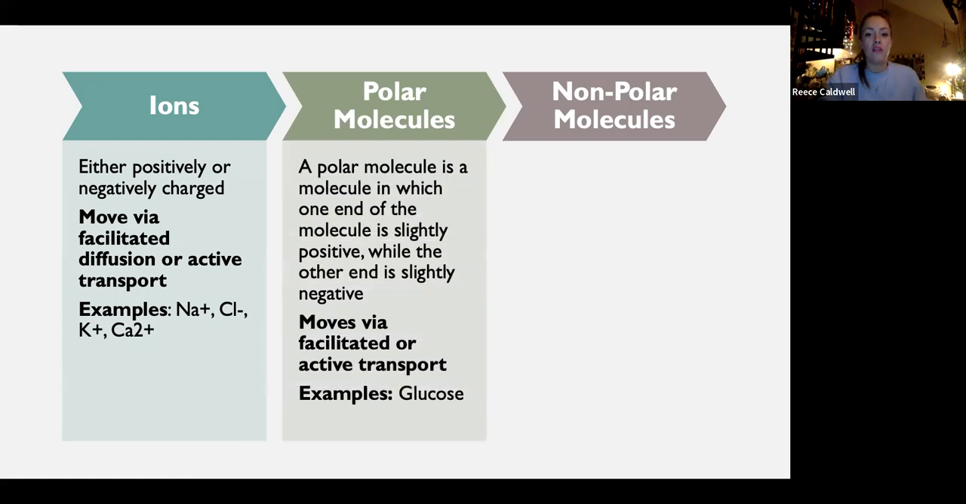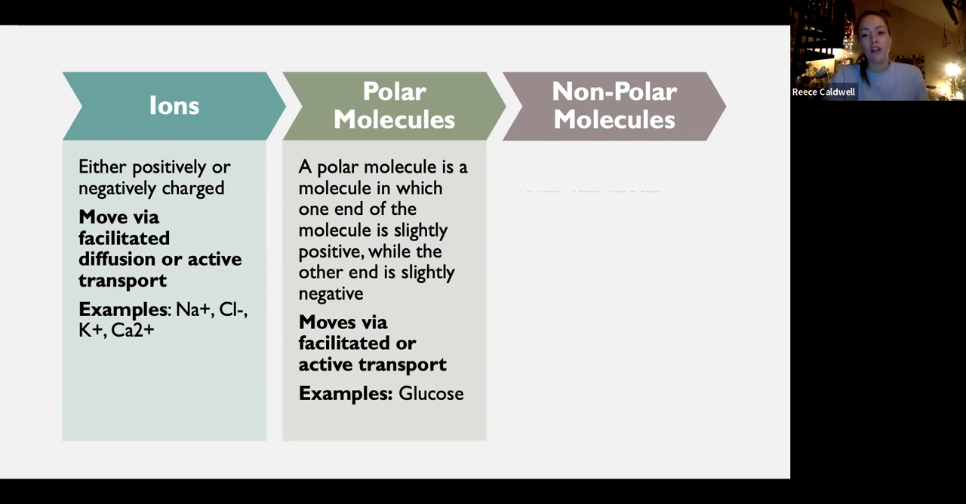Then we have our polar molecules. So a polar molecule is a molecule in which one end is slightly positive and the other is slightly negative, and it will also move via facilitated diffusion or active transport. However, the example here is a little different. We see glucose. So glucose is a polar molecule. It is not an ion. It is a molecule, specifically a polar molecule. You'll definitely want to know that.